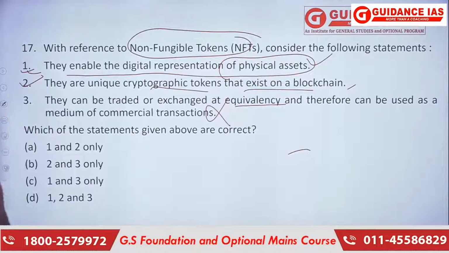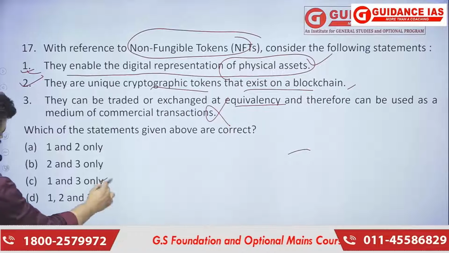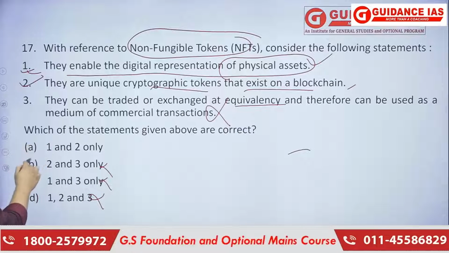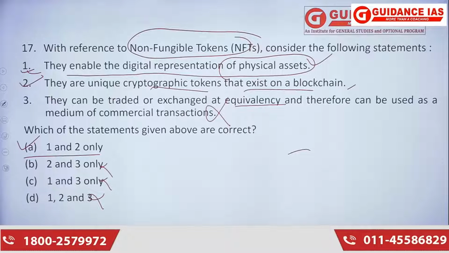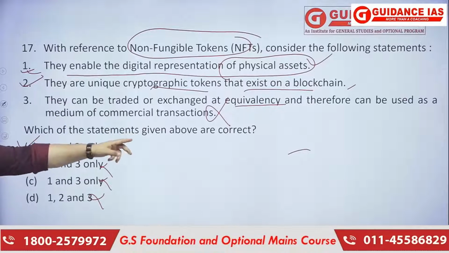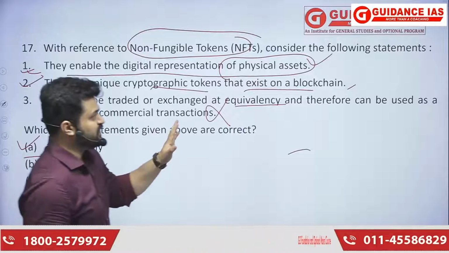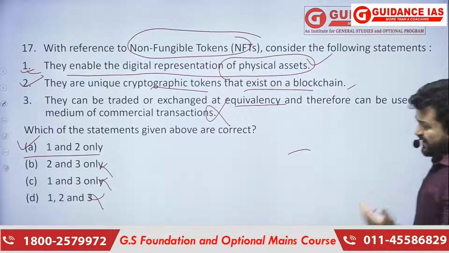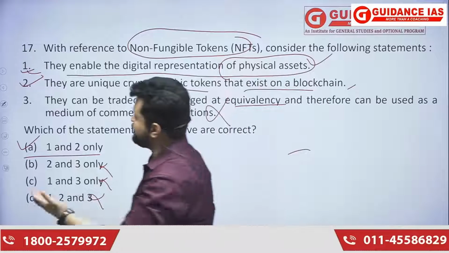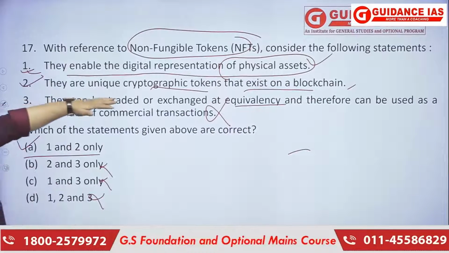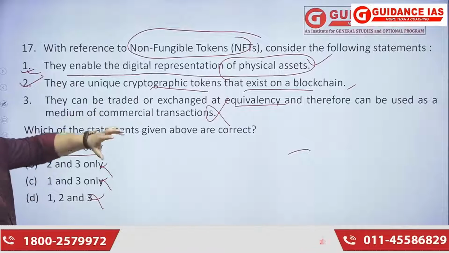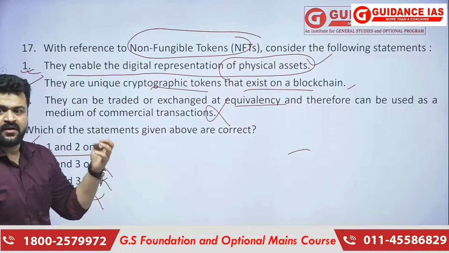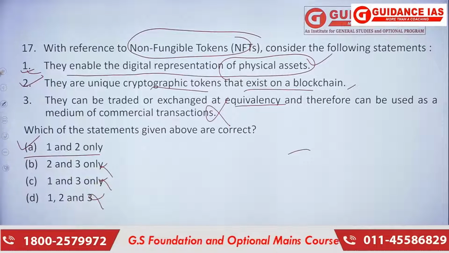So what is the answer? Eliminate the third statement and you get the answer here, that is A, 1 and 2 only. Okay, so that was an easy question. You just needed to know that NFTs are non-fungible instruments, unlike cryptocurrencies, although they use the same technology, that is blockchain technology, and that is why every NFT has a unique code.